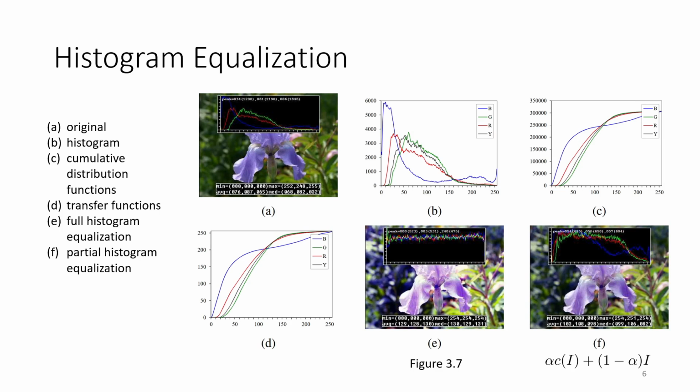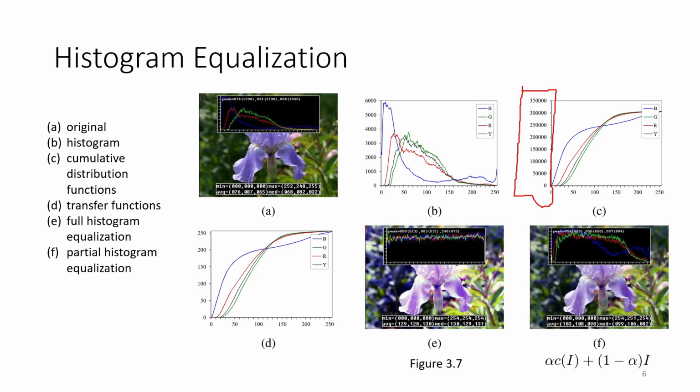See D, we can use chart C to create a mapping function. The only difference between chart C and D is the Y axis. Here it is from 0 to around 3,500,000, and here we change it from 0 to 255. So D becomes a mapping function. Given a point in the input image, we use the mapping function to generate its new pixel value.